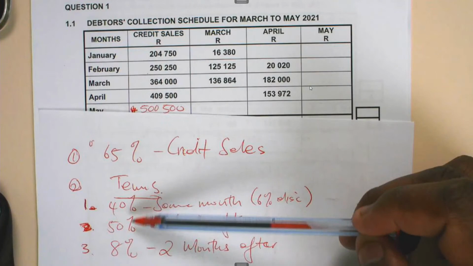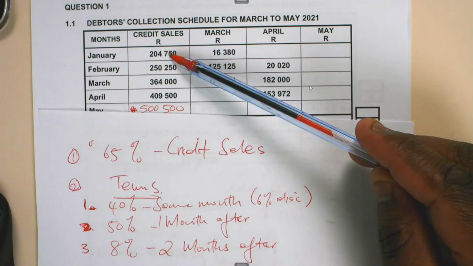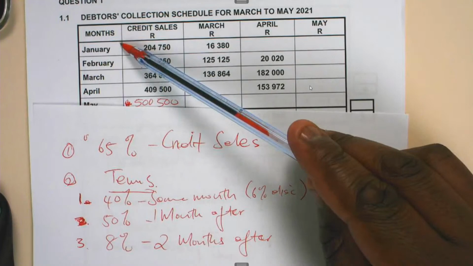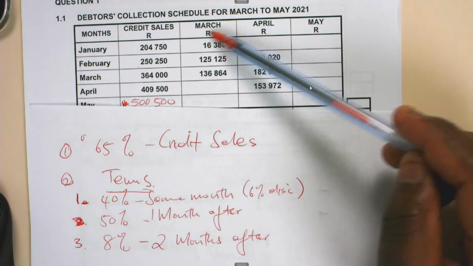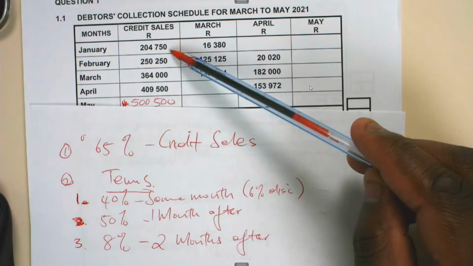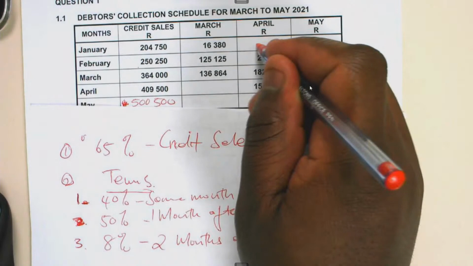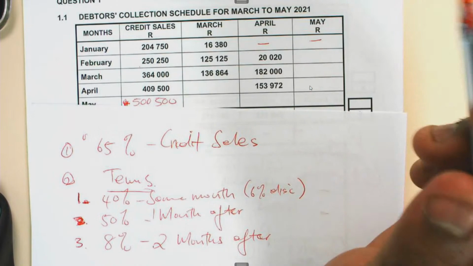Then we go to the second term, still at January. It says 50% 1 month after. 1 month after January is when? It is February. We don't have February here, right? And then the last one is 8% 2 months after. 2 months after January will be February, March. Here, it has already been calculated for us. To check it, you can say 204,750 times 8% divided by 100, you'll arrive at 16,380, meaning nothing for April and May. Don't include the 2% that is regarded as irrecoverable.